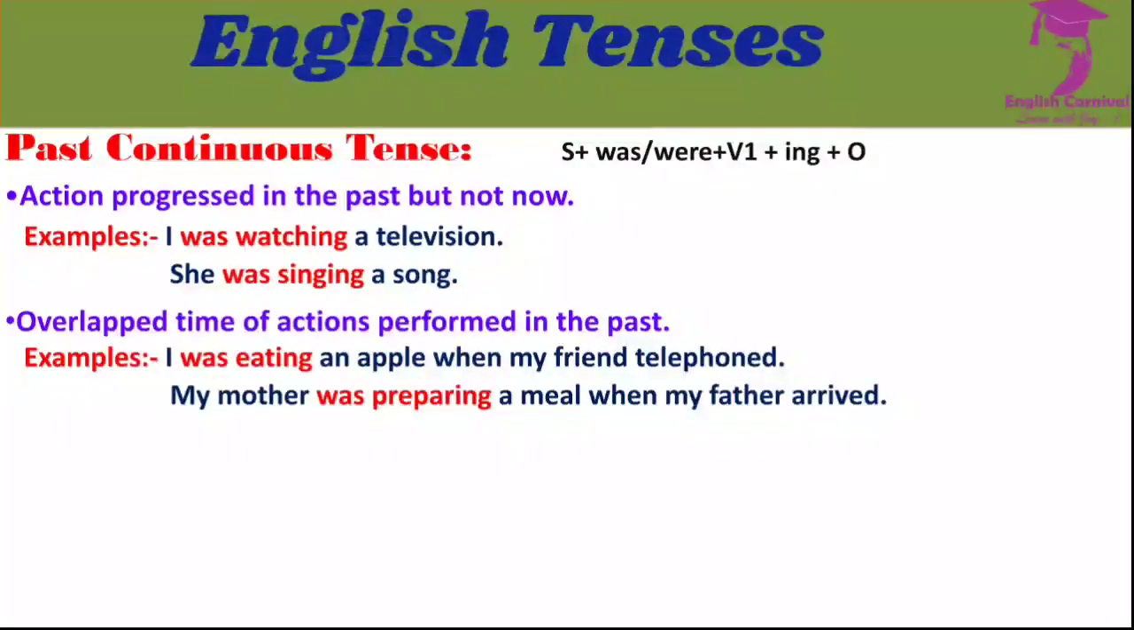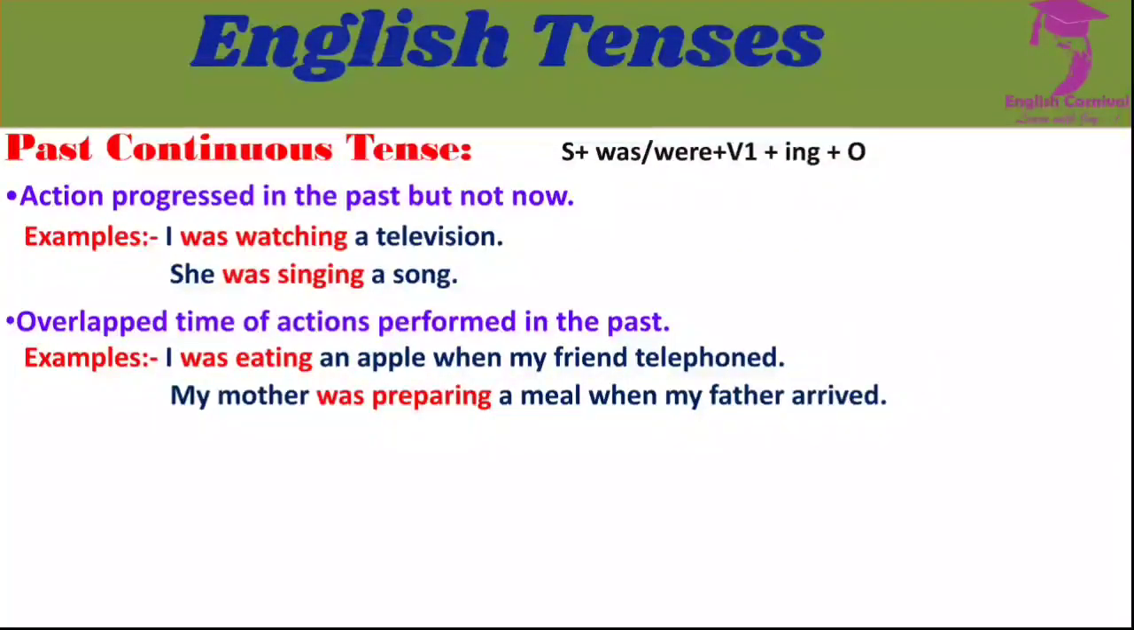After this, we have another situation, the overlapping of time of actions performed in the past, and to point this out, we make use of sentences constructed in this aspect of past tense, that is past continuous tense. Friends, we have examples over here. I was eating an apple when my friend telephoned. It means the action of the telephone ringing and the action of eating an apple were going on. The second example, my mother was preparing a meal when my father arrived. It means the action of my father arriving and my mother preparing the meal, both were going on at the same time.